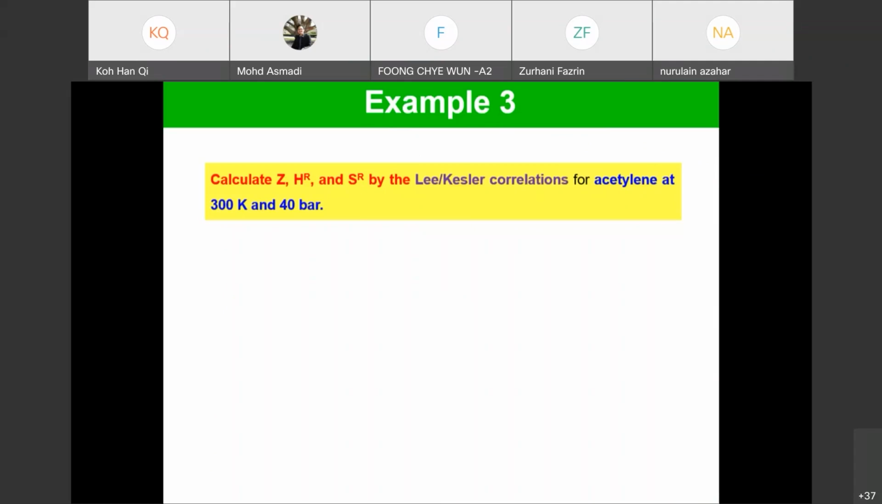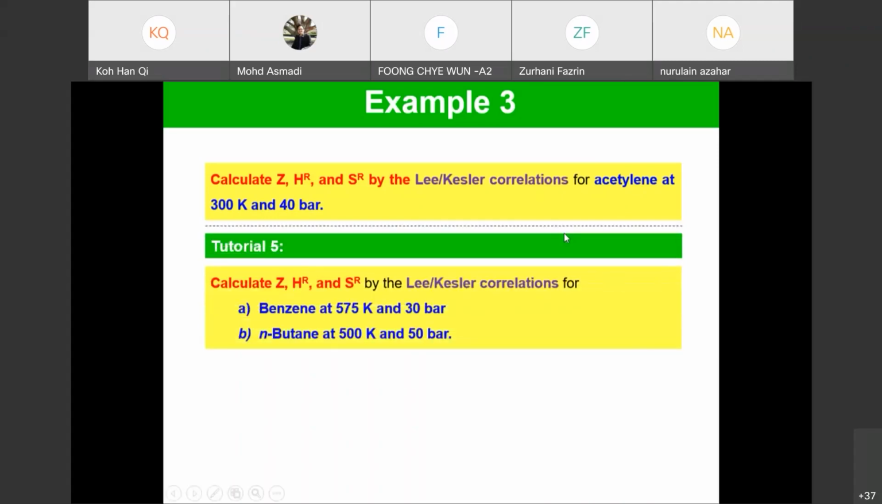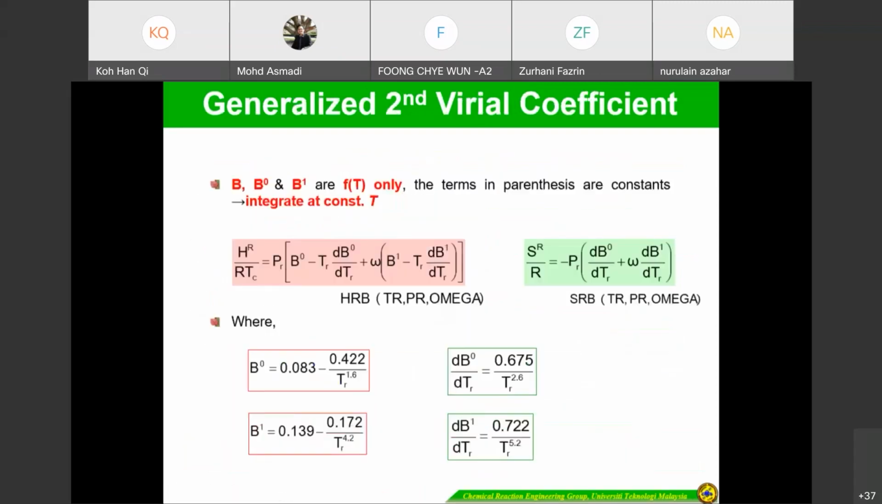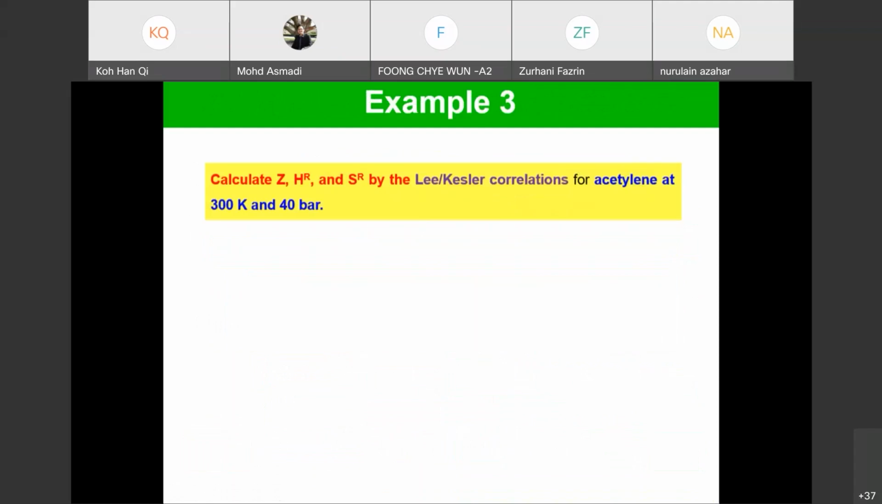Okay, so calculate Z, HR and SR by the Lee-Kessler correlation for acetylene at 300 Kelvin and 40 bar. Of course Lee-Kessler, because it's 40 bar. If it were 20 bar, I would choose virial. So what you have to do is use the equations, just refer to the previous equation, HR, SR. What information do you require to determine this?